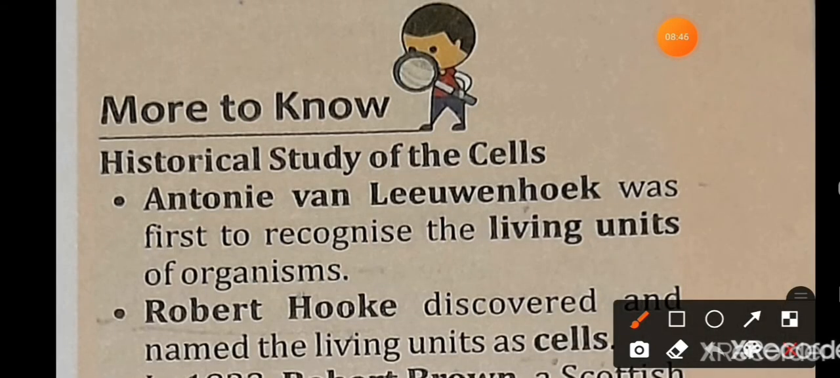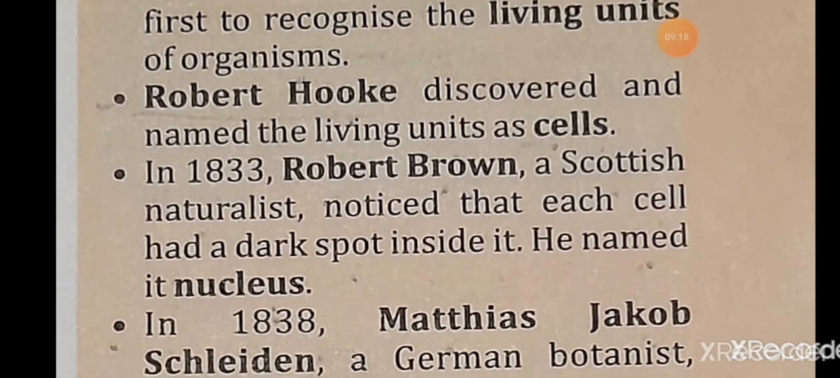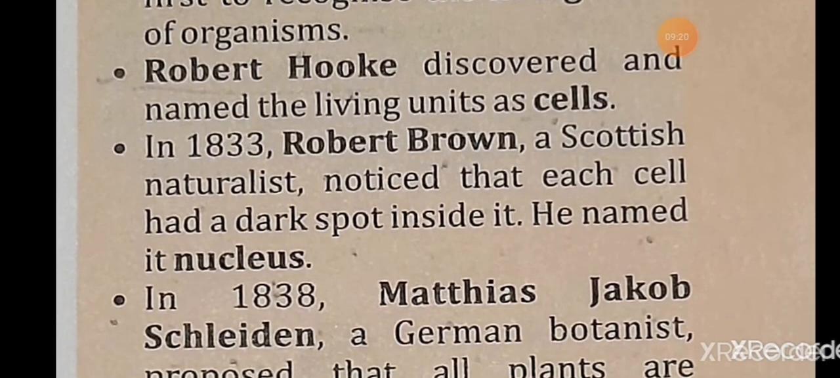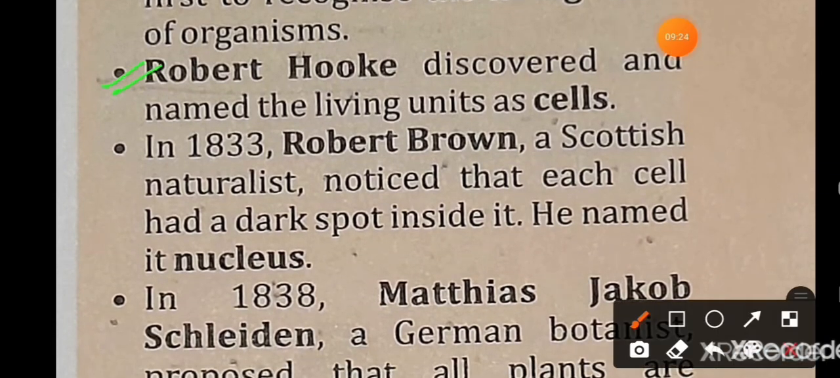Let's see the historical study of the cell. The first point is Antony van Leeuwenhoek was the first to recognize the living units of organisms. A.V. Leeuwenhoek was the first scientist who recognized the living units of organisms in a drop of water, and he also discovered the simple microscope. Now the next point is Robert Hooke. Robert Hooke discovered and named the living unit as cells.